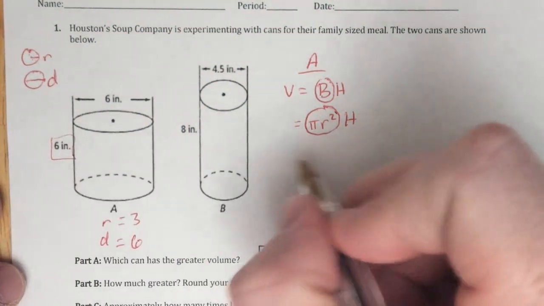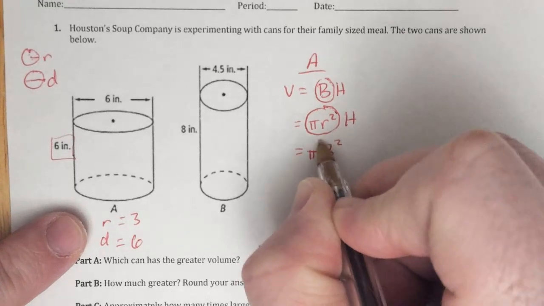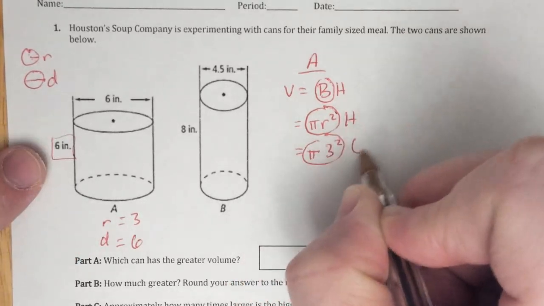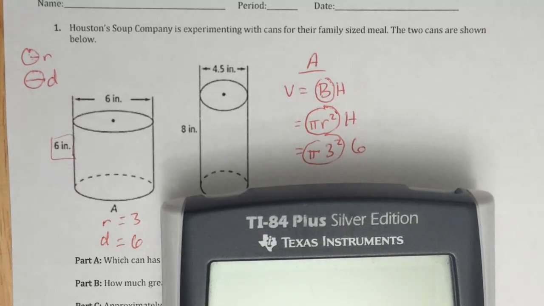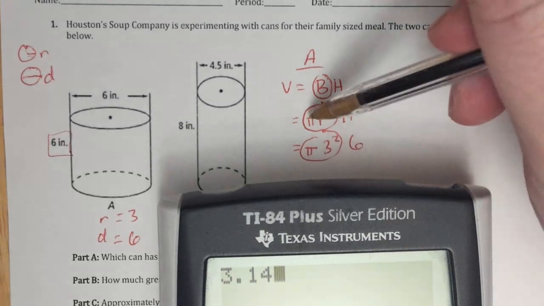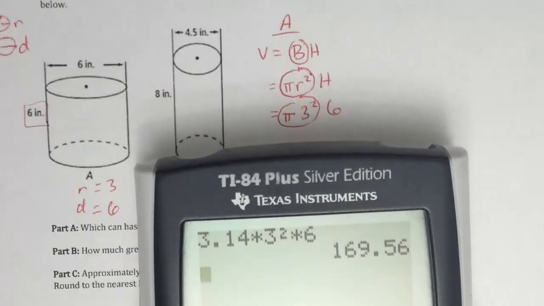And then this right here is the height. So let's go ahead and plug those things in. That's pi times 3 squared, and then times the height, which is 6. All right, so let's put that in the calculator. So we have 3.14, that is what pi is, times 3 squared times 6. And we pop out with this number.